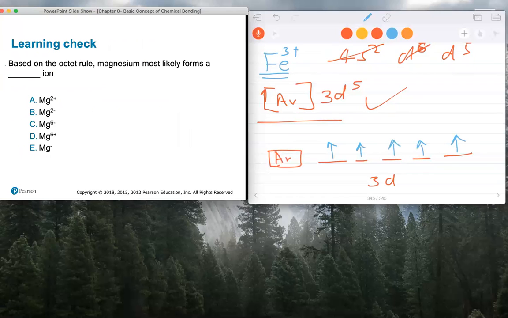Now, based on the octet rule, magnesium most likely forms a blank ion. Which ion do you expect for magnesium? Is it A? Is it B? Is it C, D, or E? Which one?